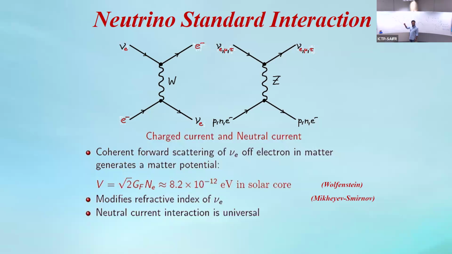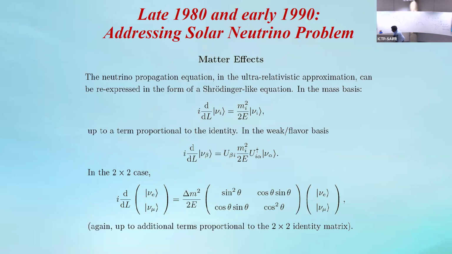For an energy of 10 MeV, if you multiply with that, you will see that it will be equivalent to delta m square. So due to these special cases, which modify the refractive index of nu e, while the neutral current interaction is universal, these ideas were first proposed by Wolfenstein, and then Mikheyev and Smirnov gave this non-trivial solution to the solar neutrino problem, which is quite interesting to know.